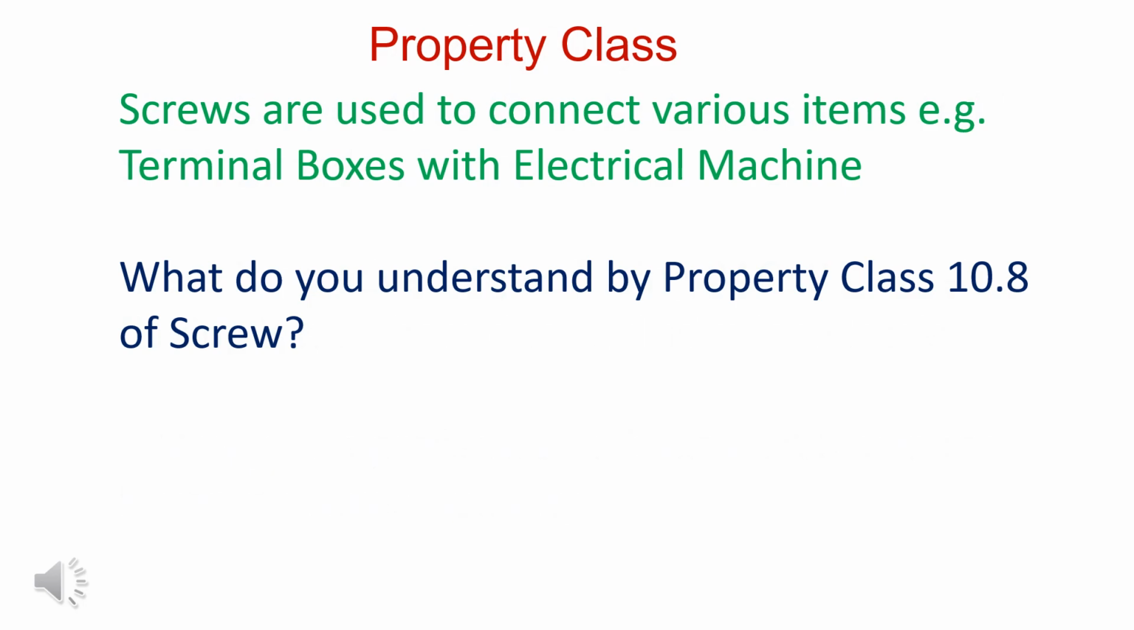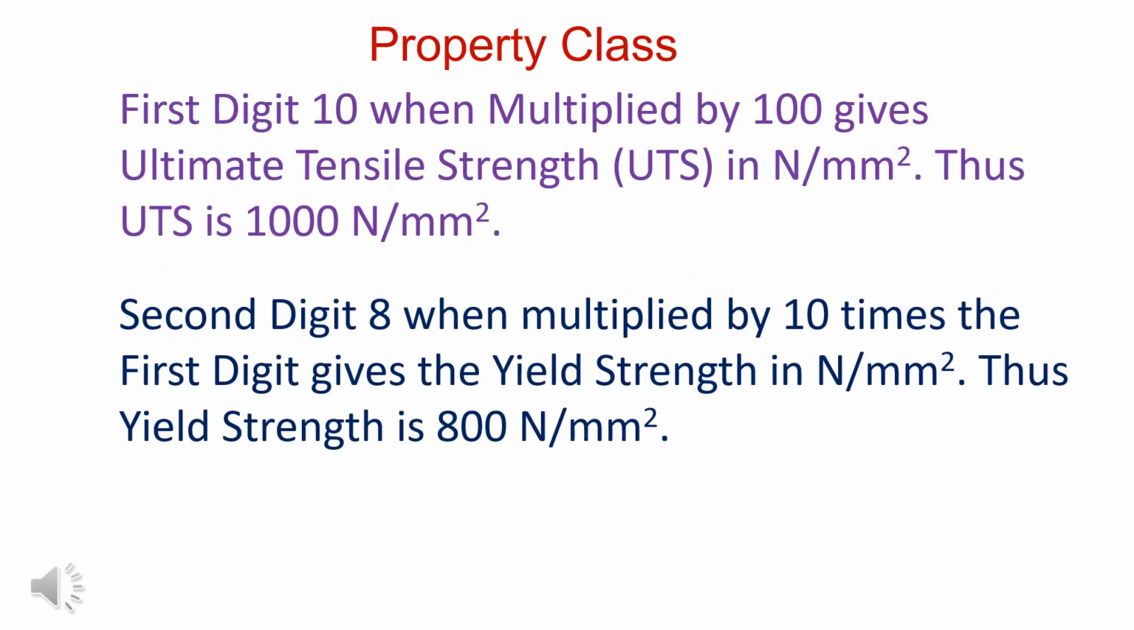What do you understand by property class of screw? First digit multiplied by 100 gives UTS in Newton per mm square. Second digit multiplied by 10 times the first digit gives yield strength in Newton per mm square.